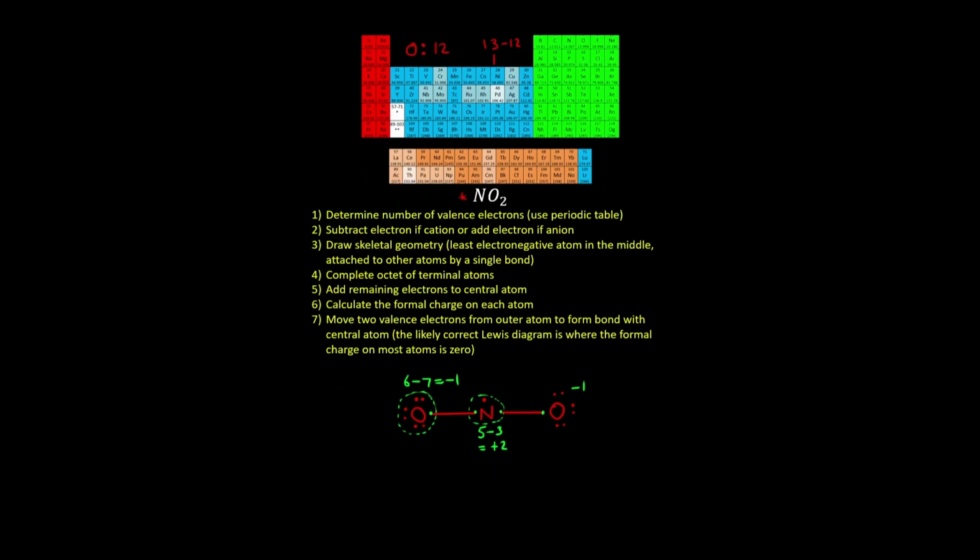So what we can do here is take 2 valence electrons from oxygen and use them to assign a bond to the nitrogen. And now we'll recalculate the formal charge where the electrons are shared equally between the atoms in the bond. So now the oxygen has a formal charge of 0, and the nitrogen has a formal charge of 1. And this is one of the 2 resonance structures of nitrogen dioxide, because we could have done the same thing to the other oxygen.